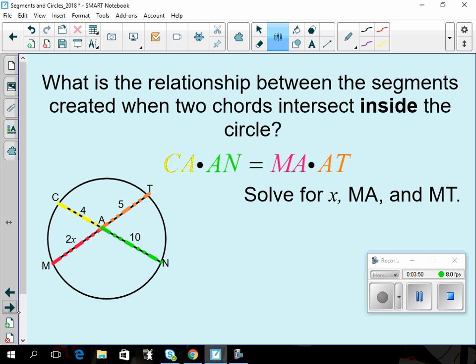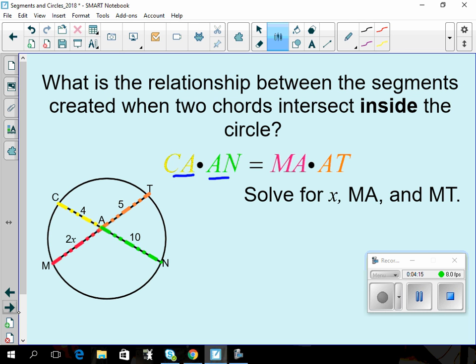And I've kind of written it here. This side times this side. I've color-coded mine yellow and green. When you multiply them together, their product is the same as the product of the other two. That's it. So what would the formula be in this picture?